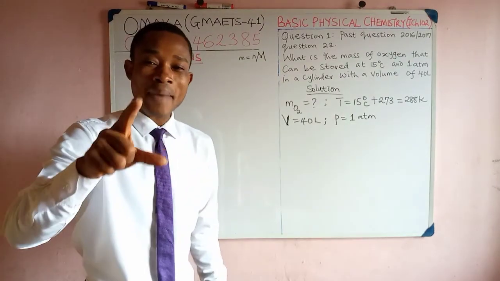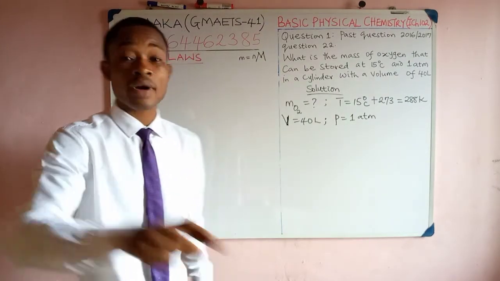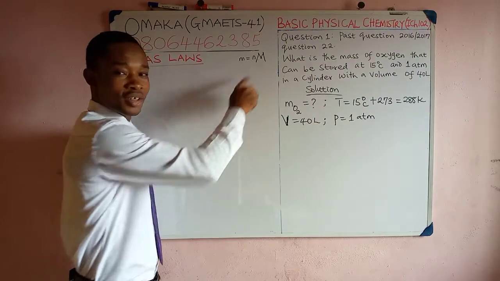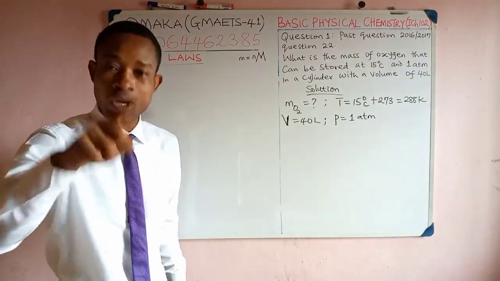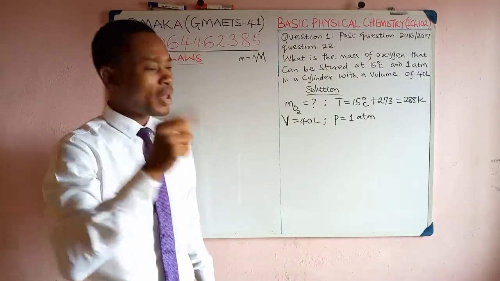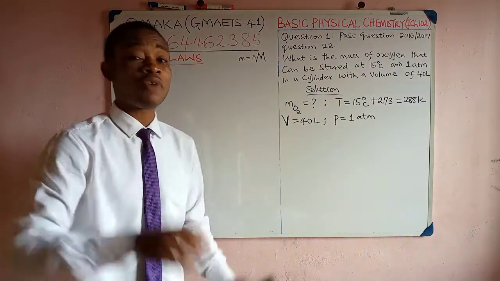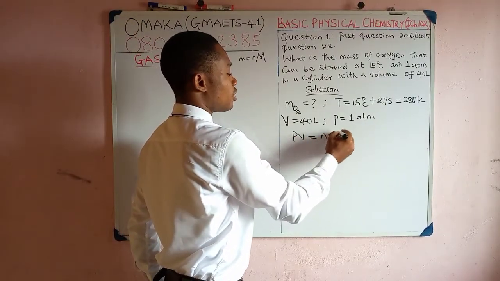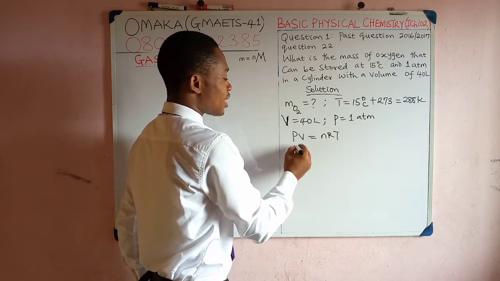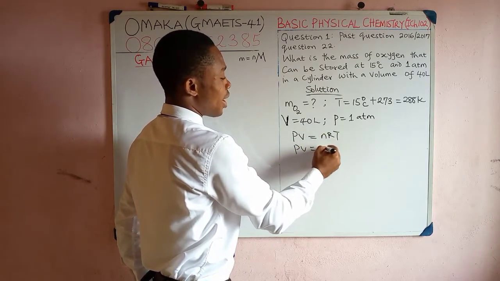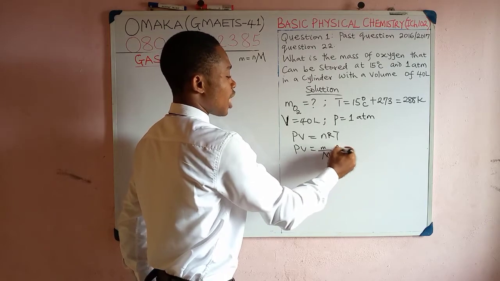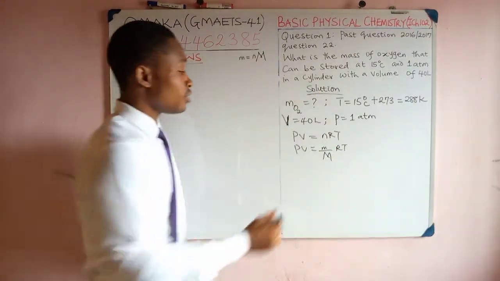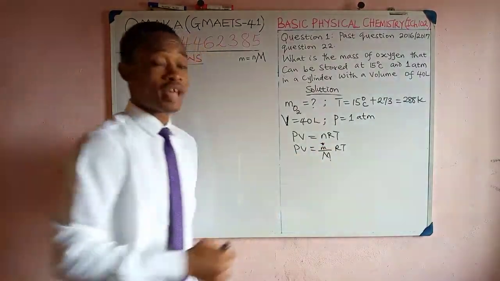I hope you know that mass is also related to number of moles using this formula. We have number of moles equal to mass over molar mass. Is that not so? Which simply means, because of this data given to me, that the formula to use in solving this problem is the ideal gas equation, PV equal to nRT. And then we know that n is equal to mass over molar mass, then RT. You see that right? Now, this is what we're looking for, this mass.